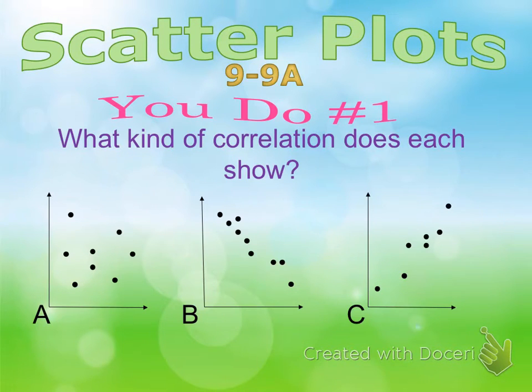So let's look at a couple. Where we're looking at these, you got A, B, and C here. Which one do you think is the positive correlation? C is going to be your positive correlation. Which one's going to be your negative correlation? B is going to be your negative correlation. And if you look at A here, you notice there's pretty much no correlation at all. The points are just scattered around. No real distinct line.